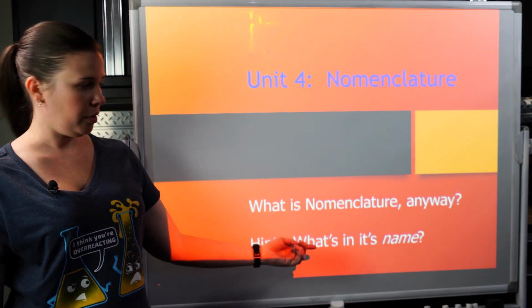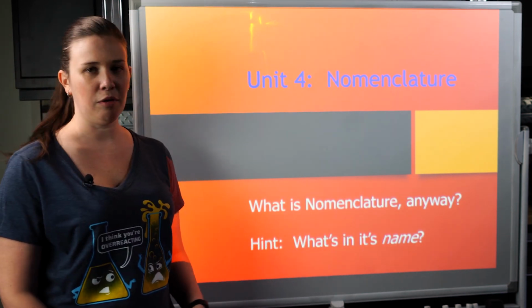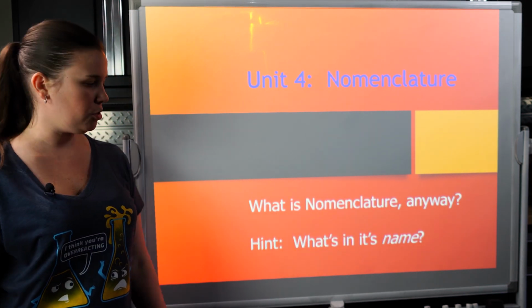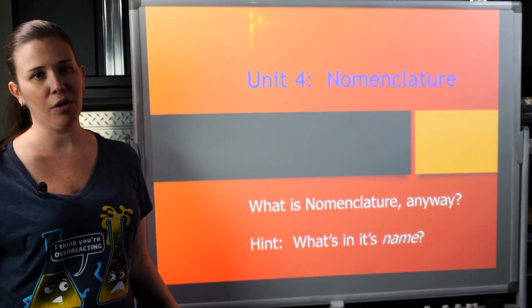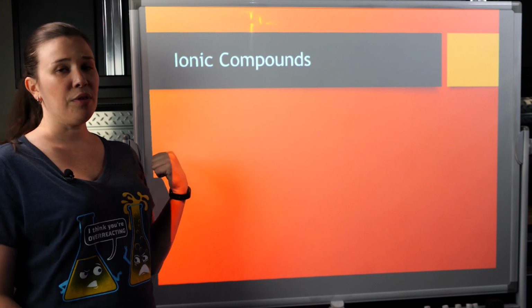So nomenclature, by the way, nomen, you might recognize from words like nombre. Different languages have the same root. Basically it just means naming. So we're going to learn how to name molecules today. I'm going to start with ionic compounds.